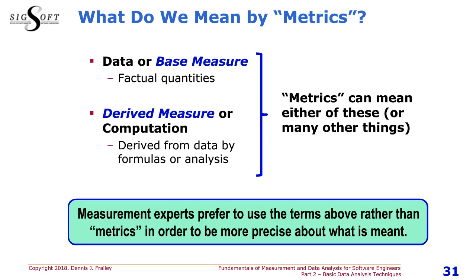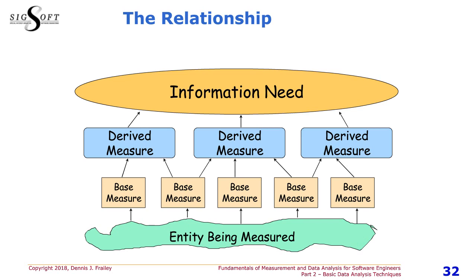Measurement experts will talk in terms of base measures or derived measures, not in terms of metrics, because they want to be absolutely clear on what they're specifically talking about. And here's a little diagram that illustrates the relationship. There's something you're measuring, such as a software development process in action or a piece of software as it performs and you're testing it. The base measures are factual things that you can measure: how fast something is, how many of something are going on. The derived measures are calculated based on usually the base measures, and they provide information to satisfy an information need.